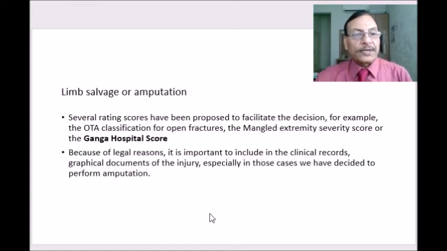We have to decide limb salvage or amputation. To salvage or not to salvage, there are a few guidelines we can use. For example, the OTA classification for open fractures, the mangled extremity severity score is one, and there is the Ganga Hospital score as well. Because of legal reasons, it is important to include the clinical records and graphical documentation of injury, especially in those cases where it has been decided that it will end in amputation.